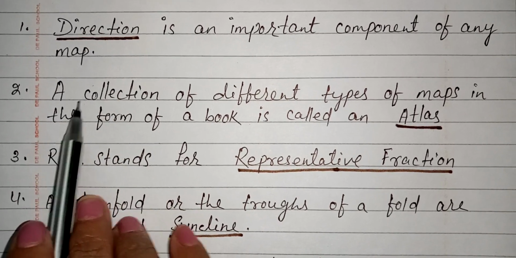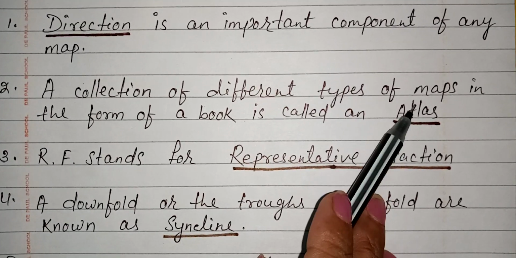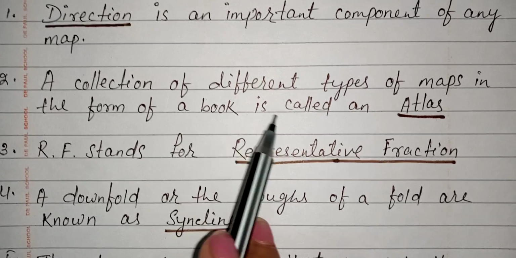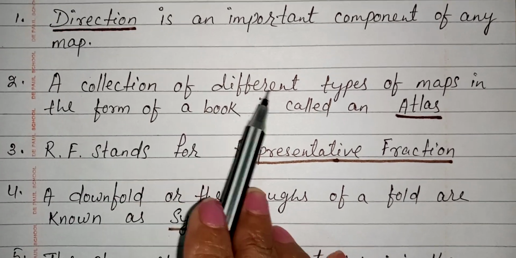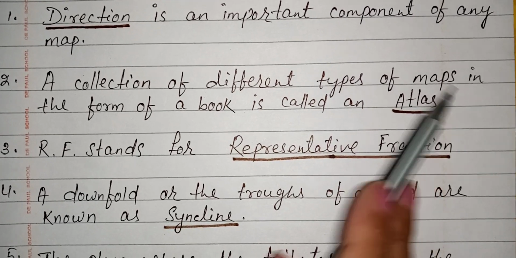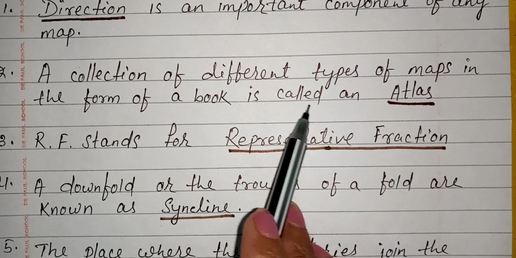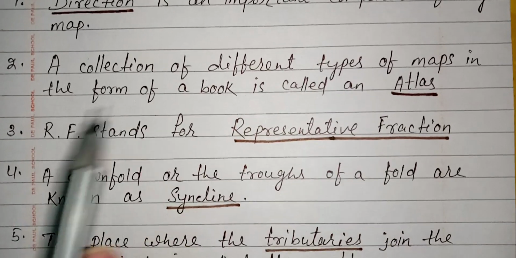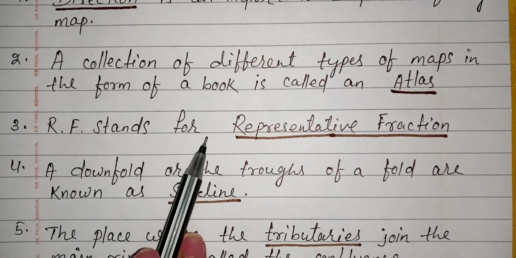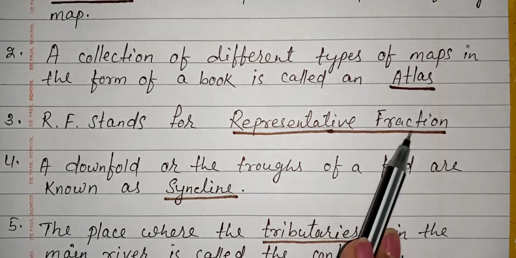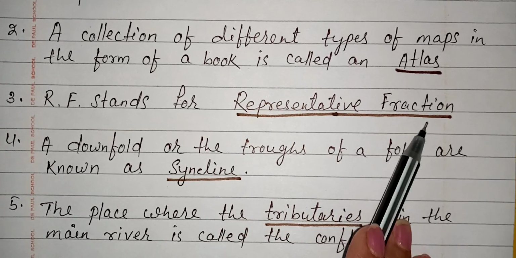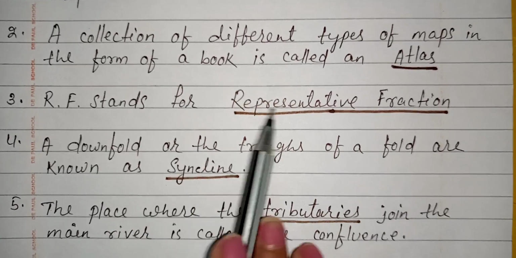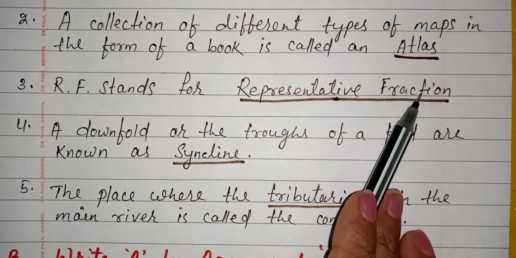Second: A collection of different types of maps in the form of a book is called an atlas. Third: RF stands for representative fraction.